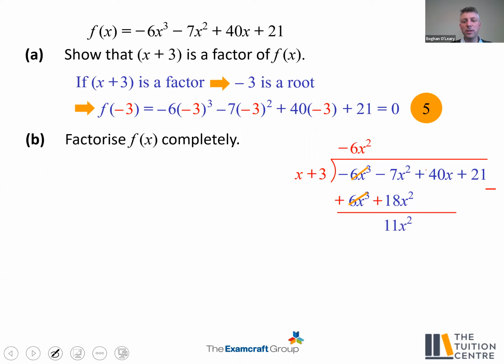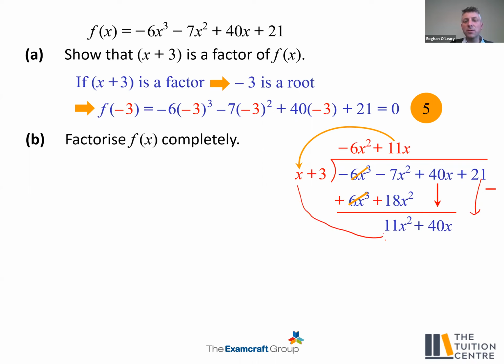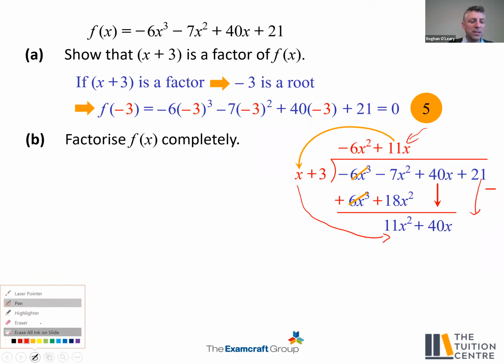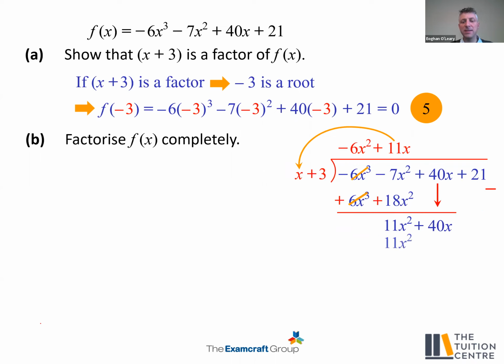And then you're going to have minus 7x squared plus 18x squared gives you 11x squared. Bring down your 40x, bring down your 21. Some students will bring down their 21 at this point, and others won't. And either way, it works out the same. So now we look at the first term here dividing into the first term here. So x into 11x squared goes 11x times. We then multiply down, as you can see with the arrow. 11x times x is 11x squared. 11x times 3 is 33x.